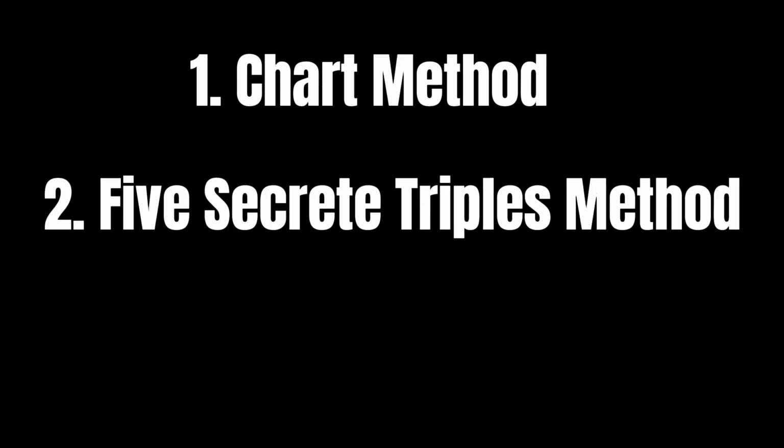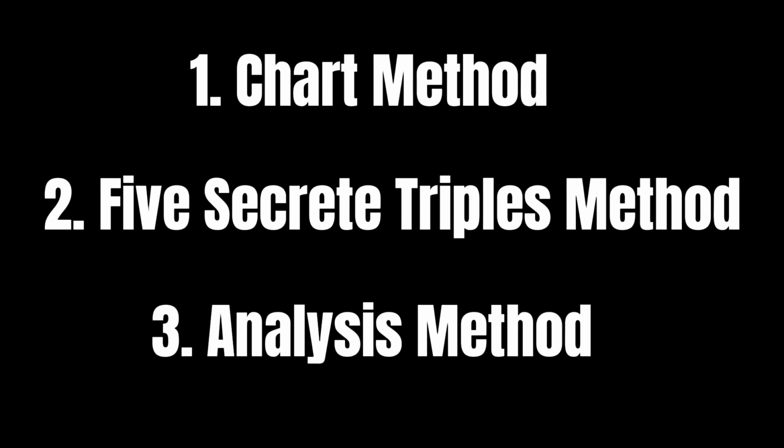Number one, you'll use the charts on the website. Number two, you will use the 5 secret string place numbers. And number three, you will use the analysis method.